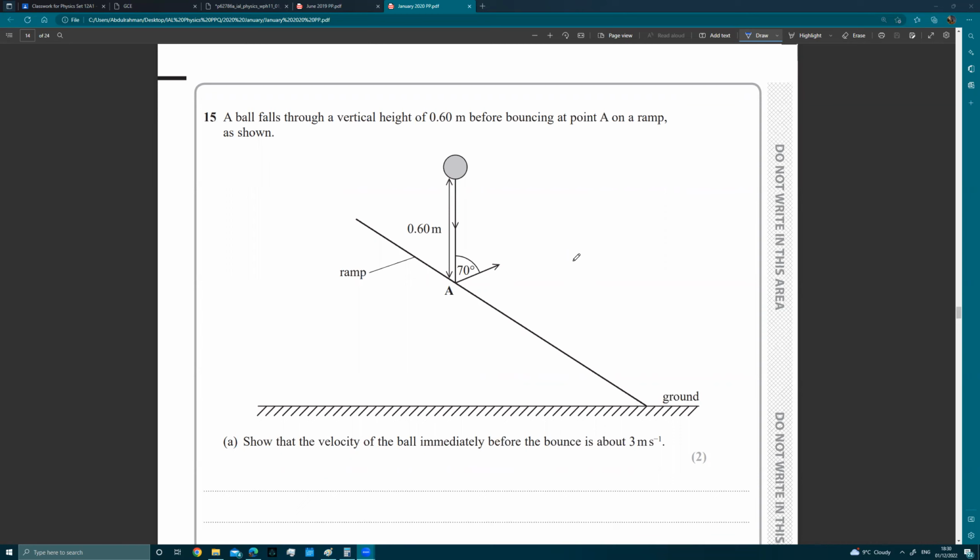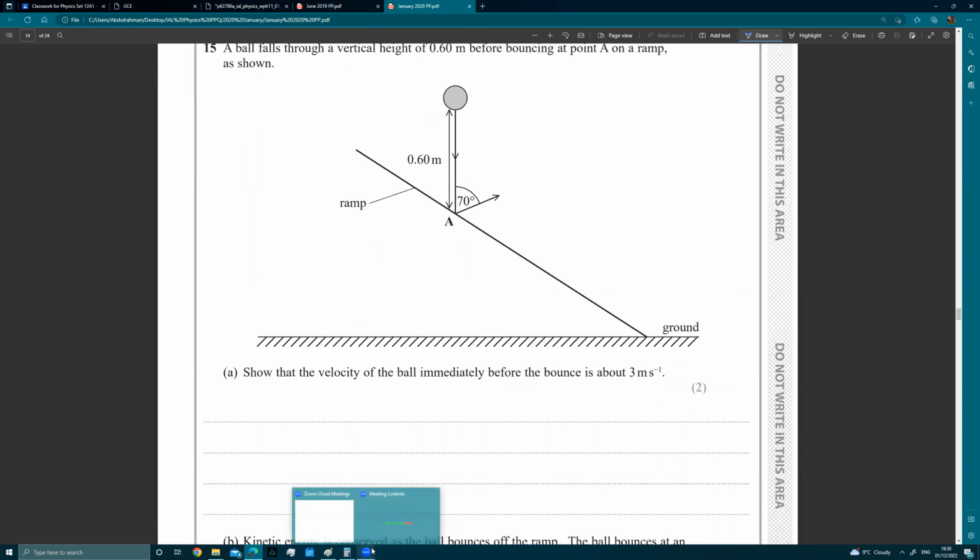A ball falls through a vertical height of 0.6 meters before bouncing at point A on a ramp, as shown. Show that the velocity of the ball immediately before the bounce is about 3 meters per second. How can you show that? Who wants to help me out? So you do your vertical SUVAT because you have vertical distance.